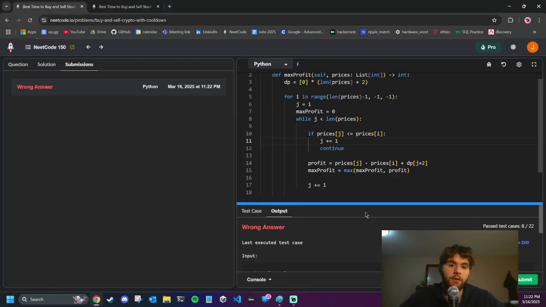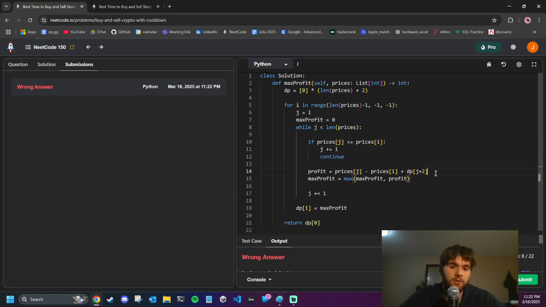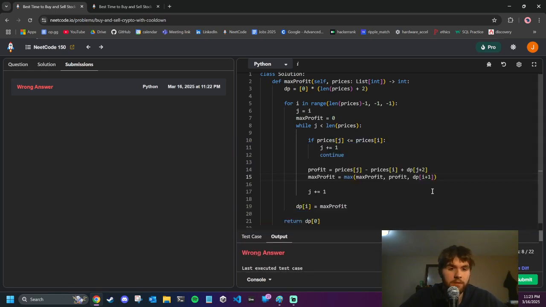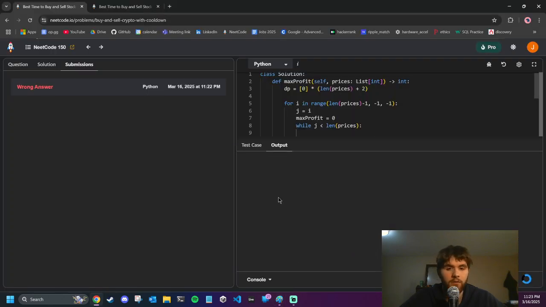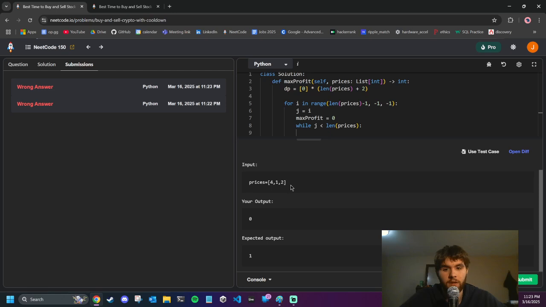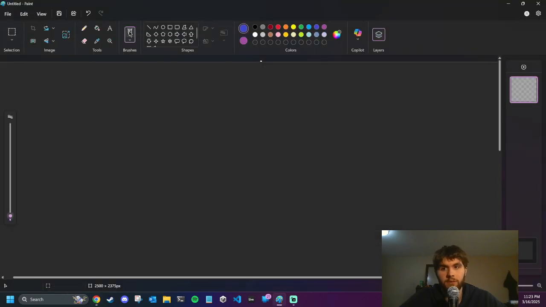Oh, we also need to compare it to dp of i plus 1. I don't know if this is the reason for the test case, but that's equivalent to doing nothing. I don't know if that'll fix the exam. I should have saved it. All right, let's see what this one is. 4, 1, 2. My output is 0, but it should be 1.